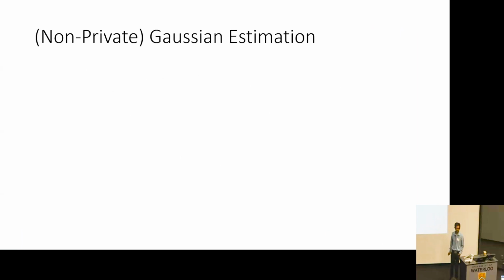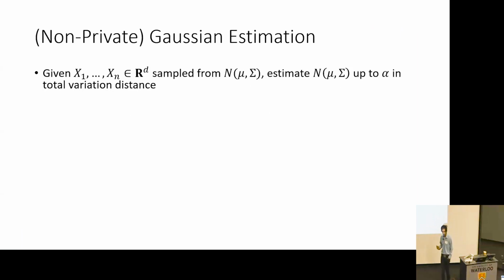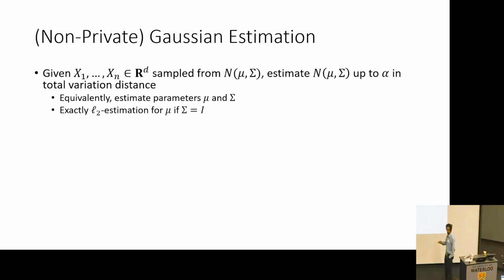We're going to start nice and simple with a problem that's probably familiar to many of you: non-private Gaussian estimation. Very familiar problem. We're given a data set of data points sampled from a Gaussian in d dimensions, and we want to estimate the distribution in total variation. Equivalently, this can be seen as estimating the parameters of the distribution, not quite in L2, but in some appropriate transformation of it. If the covariance is the identity, then it is L2.